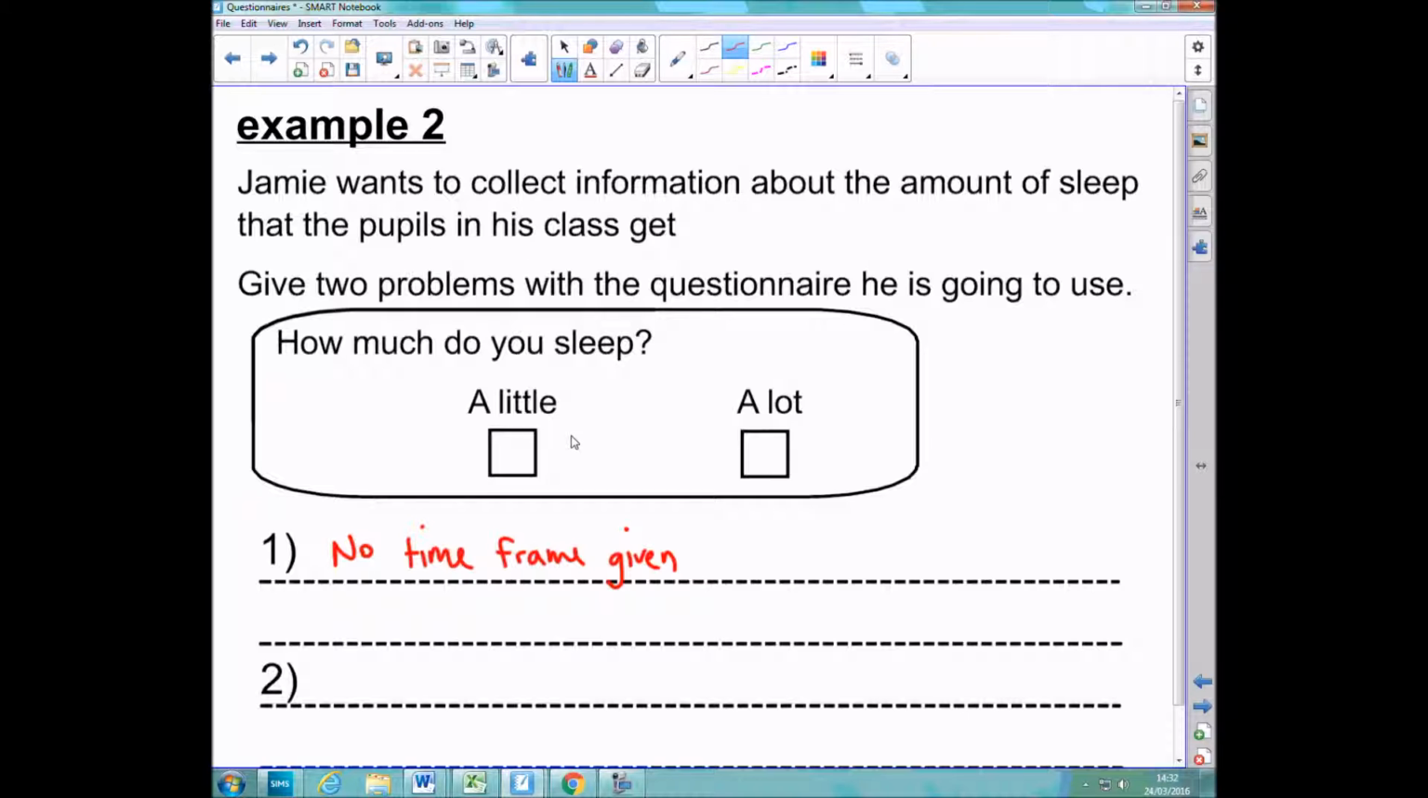So this next answer is a little bit more obvious than the time frame. This is all to do with the tick boxes. Now he's given you the option of either ticking a little or a lot. Now the way we answer this is that we say that this is too vague. If you think about it, the people that are answering this question will have different interpretations of what little amounts of sleep is and lots of sleep is. Okay, some people might think that lots of sleep is 9 hours. Some people might think lots of sleep is 6 hours. Really depends on the person.